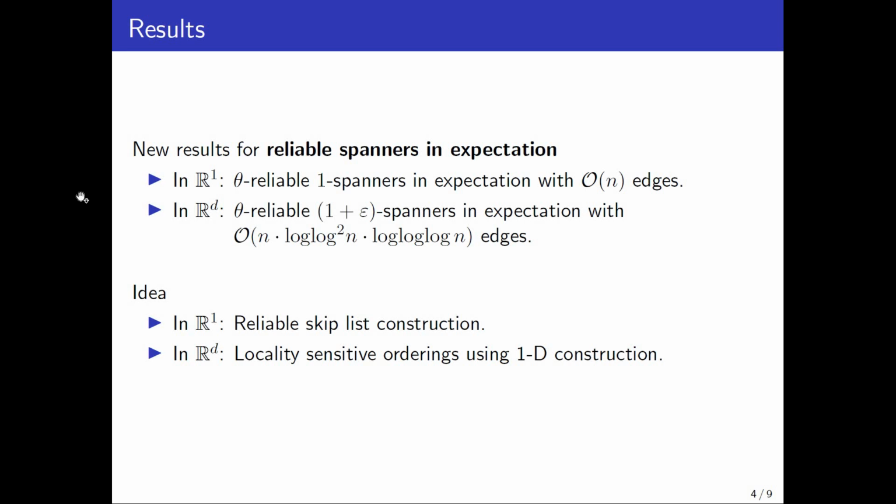And I have good news, because using the notion of reliable spanners in expectation, we are able to construct spanners with linear or almost linear number of edges that can withstand catastrophic failures. We have two constructions, one for points on the line and one for higher dimensional point sets. The 1D construction is essentially a reliable skip list and has linear size. The higher dimensional construction uses a very powerful tool called locality sensitive orderings, along with our 1D construction, and there are some extra double and triple logarithmic factors in the size. This is what we meant by almost linear size in the title.